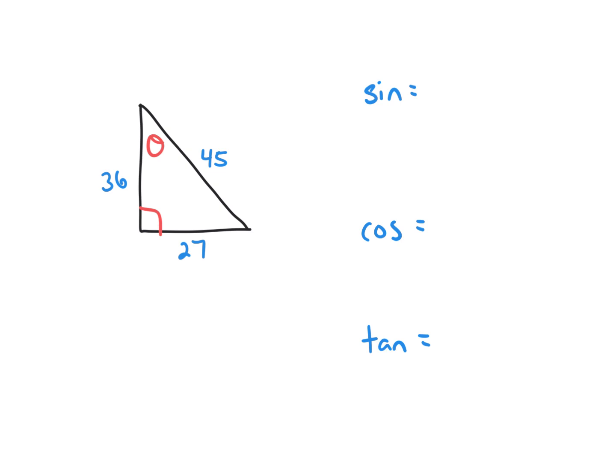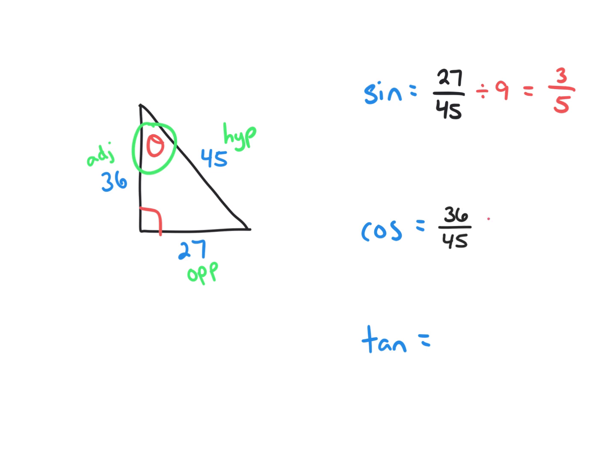Okay. I'm going to give you more here. What is the hypotenuse on this one? Here's my reference angle. 45. What's the opposite? 27. Adjacent? 36. So for sine, what's our ratio? 27 over 45. Reduce. What can I reduce both those by? 9 to get 3 over 5. Cosine. 36 over 45 reduced by 9 to get 4 over 5. Yep. And then tangent. 27 over 36 reduced both by 9 to get 3 over 4.